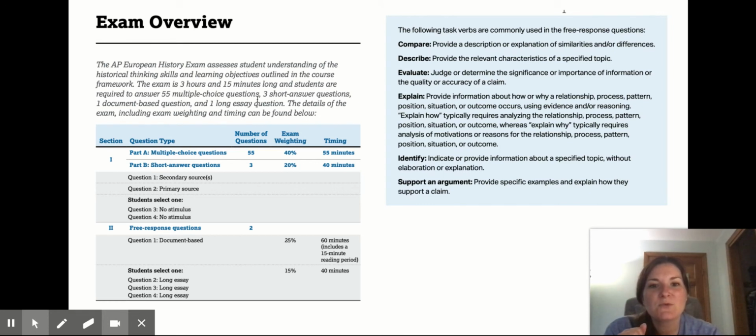And then you'll have 2 free response questions, a document-based question, or what we call DBQ, and a long essay question, or what we call LEQ. And you'll have to do 1 LEQ essay. So in any of the open response questions, you're going to see these terms here in the blue box: compare, describe, evaluate, explain, identify, support, and argument. Again, you've been seeing these forever, but now you'll be asked to do it in a more mature and sophisticated way that's expected of a college student. And so again, we'll work on that this year.